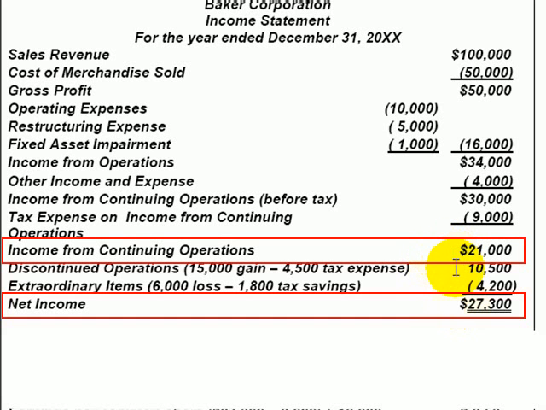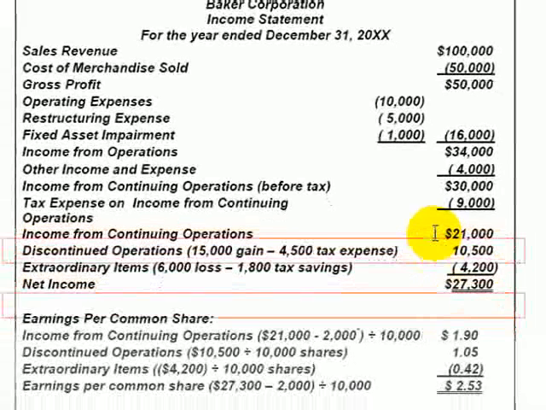Now remember, an investor understands that it's the income from continuing operations that is likely to recur next year. And this $10,500 gain and the $4,200 loss are one-time events that won't happen again next year. So even though our corporation had $27,300 of income this year, next year we should expect that the corporation will have an income figure that's closer to the $21,000 that we have this year.